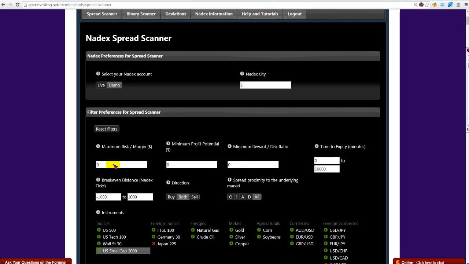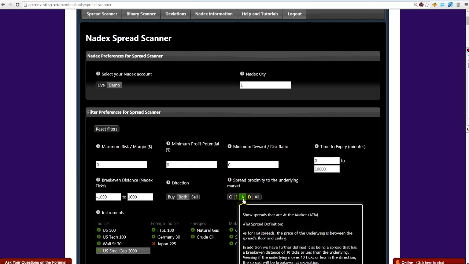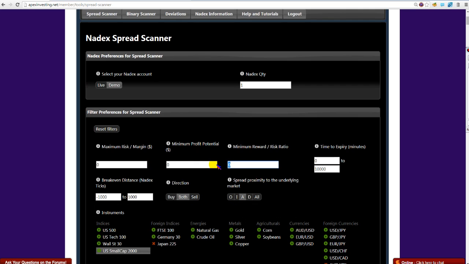I'm usually not going to put in max risk, because I don't care about max risk because of my account size. I'm not going to take on the max risk; I'll get out of the trade. Maybe you only have $500 in your account. You may say, well, I'm not going to put on a trade if there's more than $100 risk. Okay? I'm not worrying about that because I don't want that to limit me from my best choice of the spread. I will go in and say I want an at-the-market spread.